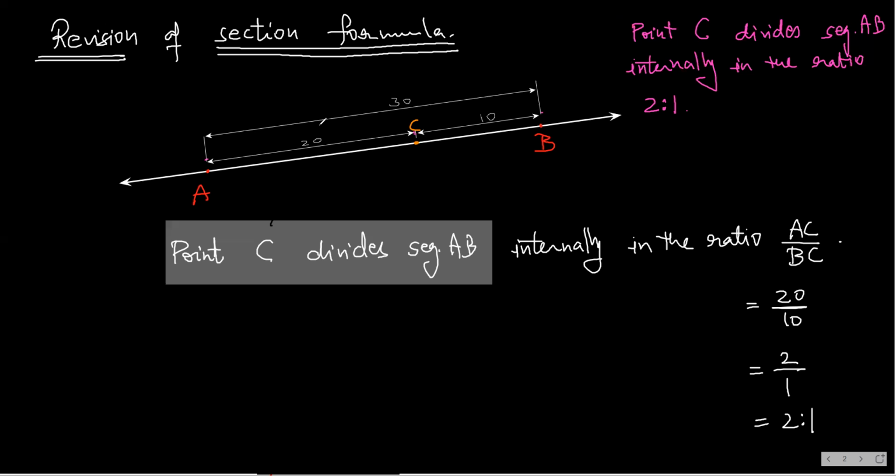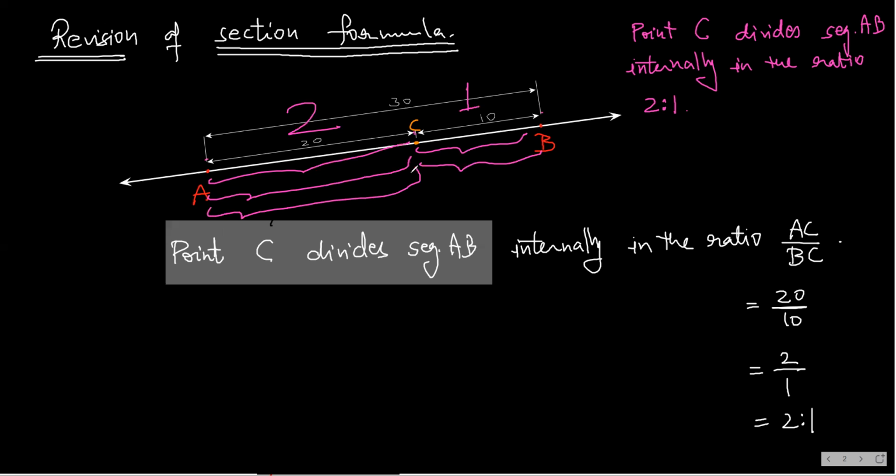That means CA is 2 times CB. This is what I know. This is 2, this is 1. So if this is 10, this would be 5. If this is 14, then this would be 7. If this is 20, then this is 10. And if this is 30, then this one is 15. That is what I understand from this statement.